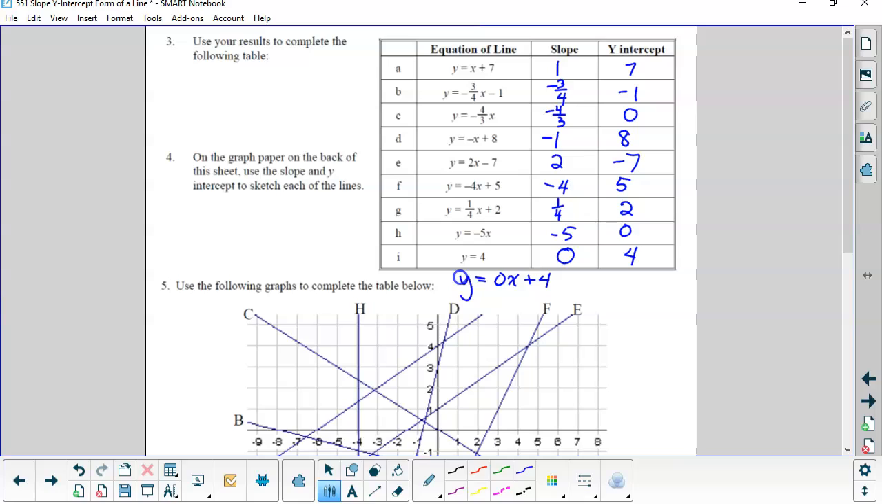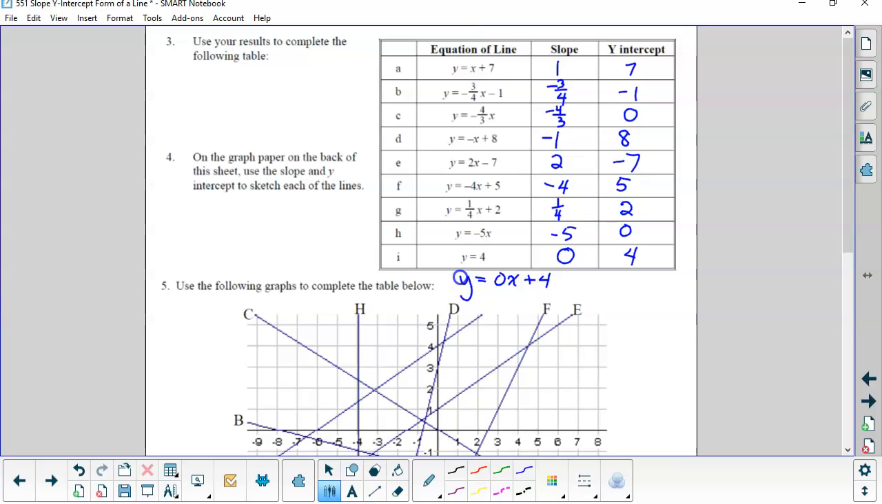But any equation like this, where there is no x term, that means it's 0 times x. Well, what kind of line has a slope of 0? Horizontal. So this is going to be a horizontal line. Okay, 0 slope. All right, so we're going to, if you turn over your page, you have some grids.